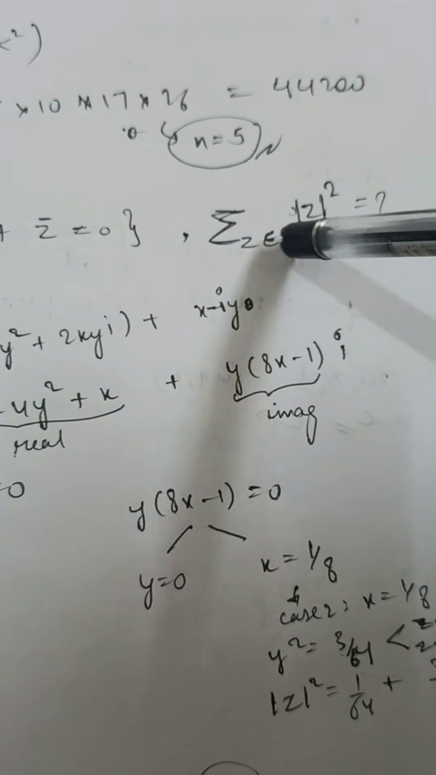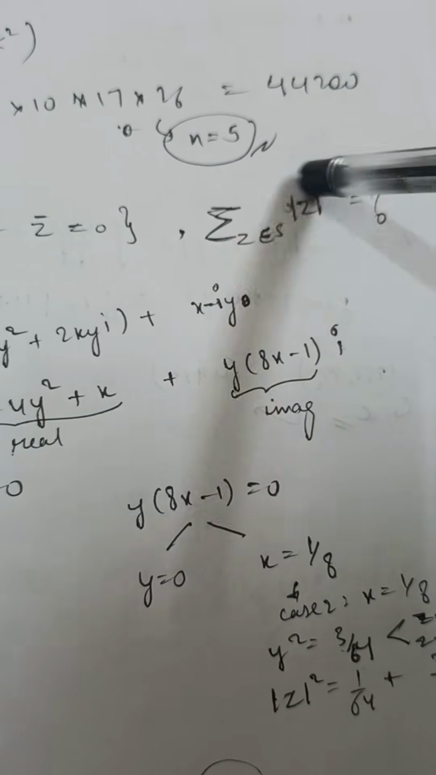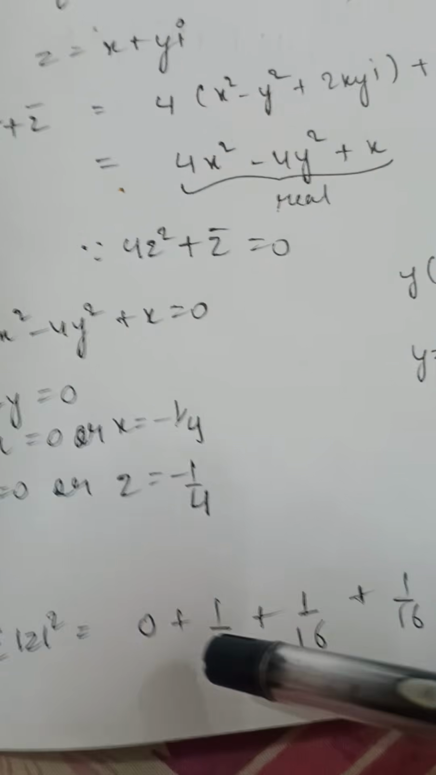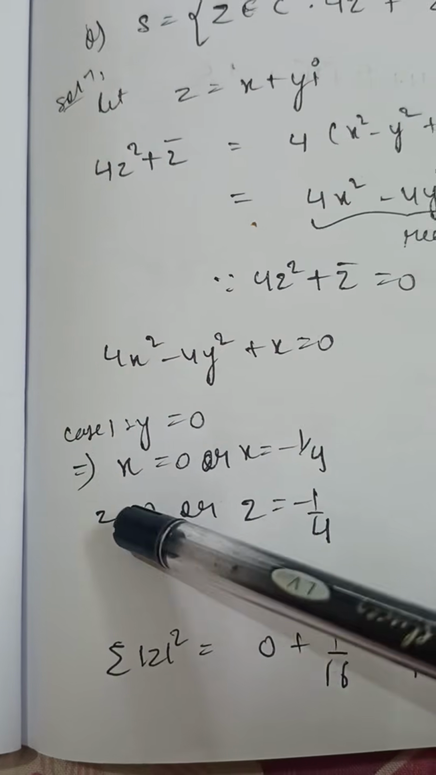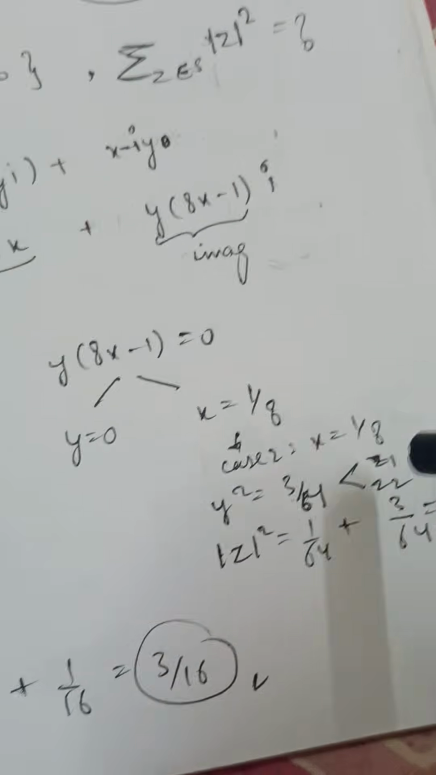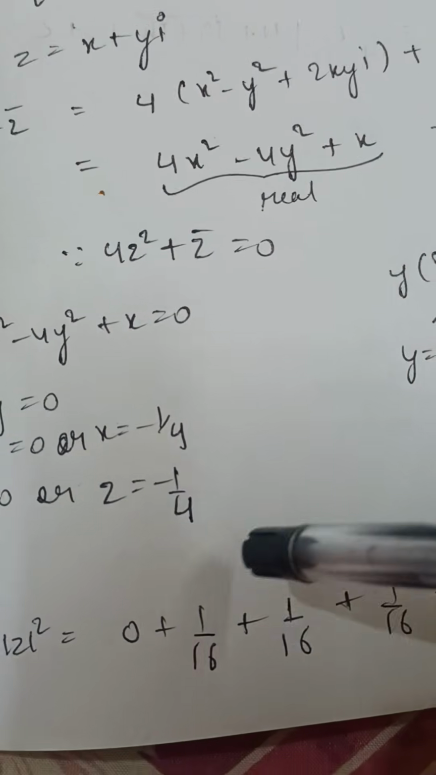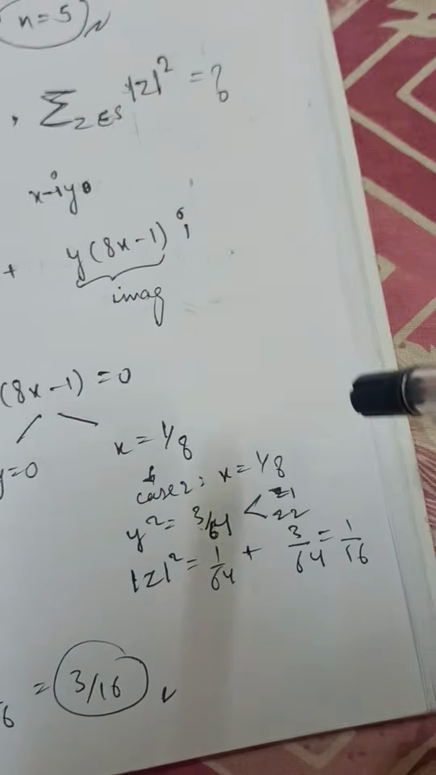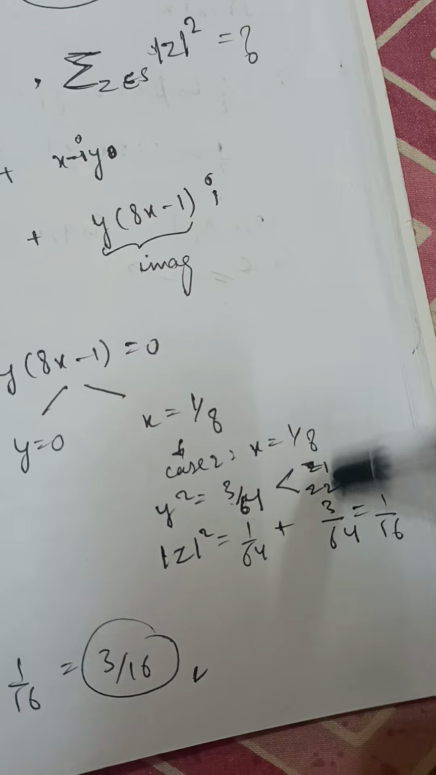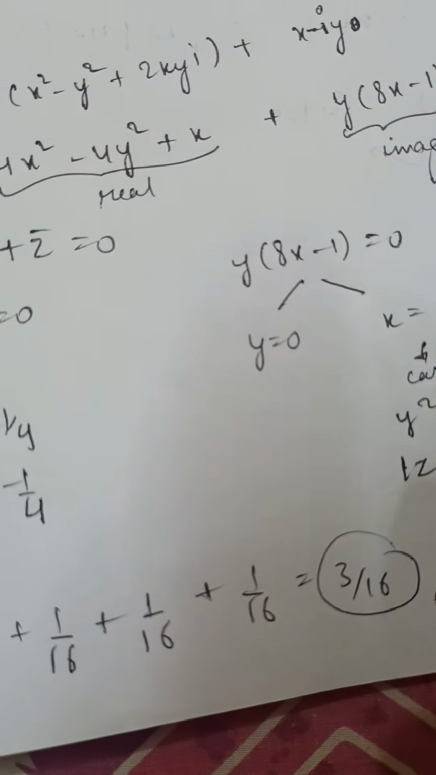For each of these complex numbers we need to find the magnitude, the sum of the magnitudes of those complex numbers. So the answer will be 0, the magnitude of this, 1 by 16, the magnitude of this, and 1 by 16 the magnitude of these two, so the sum twice. So 0 plus 1 by 16 plus 1 by 16 plus 1 by 16, z1 and z2, and the answer will be 3 by 16.